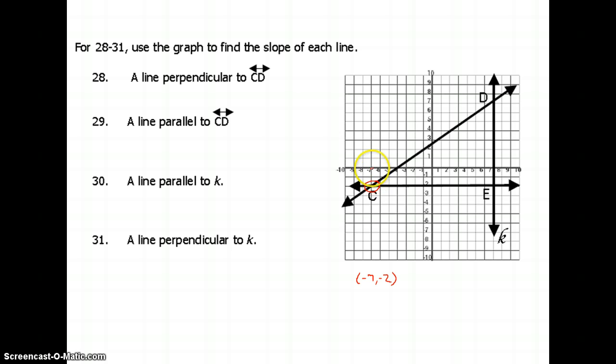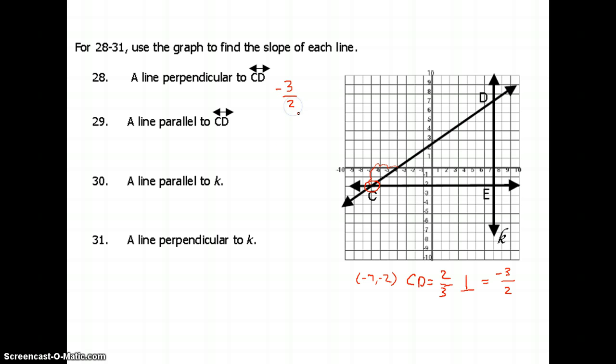So we're going up 1, 2 over 1, 2, 3. So 2 over 3. Let's try that again and see if it matches. 1, 2 over 1, 2, 3. It looks like it matches. It matches, okay? So our slope is going to be 2 over 3. So the line perpendicular to that, if CD equals 2 over 3, perpendicular to that would be flipping it to 3 over 2 and making it negative. So the answer there would be negative 3 over 2.